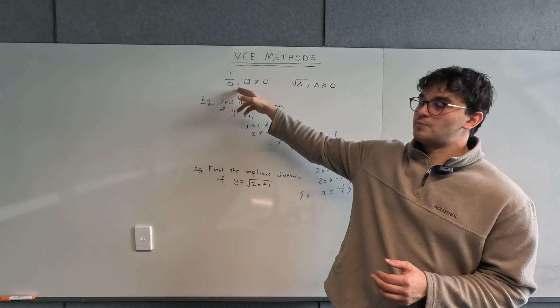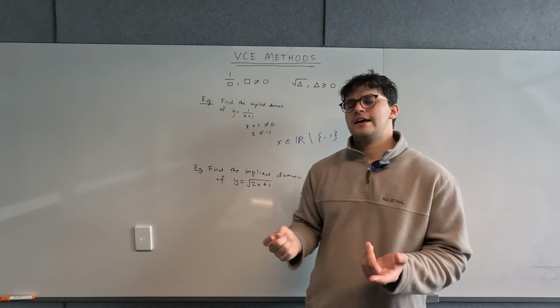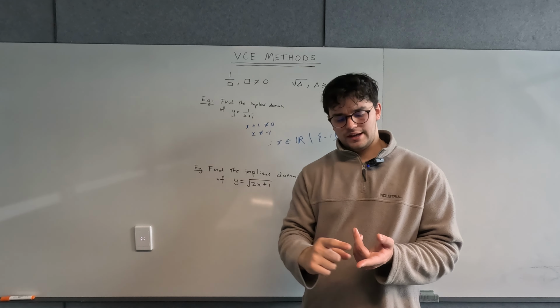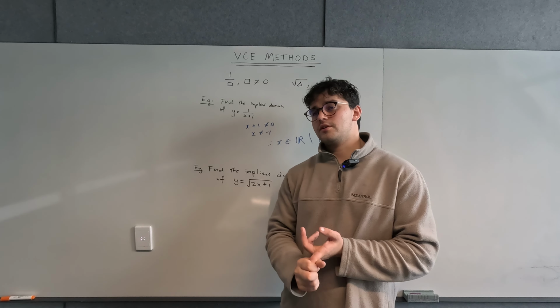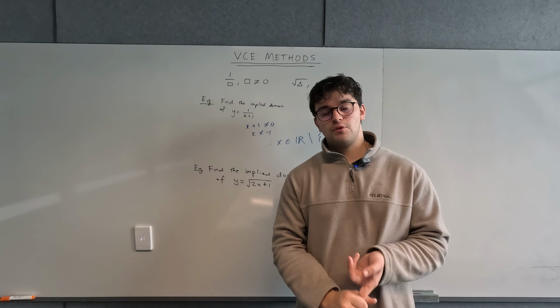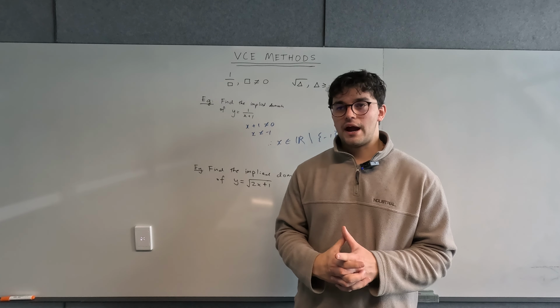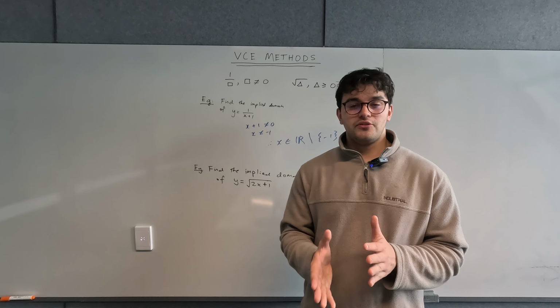Now, the limits of expressions in VC methods or just in algebra in general are not limited to just dividing by expressions or square rooting expressions. Some common, or not so common ones, are log. You can't have the log of a negative or a zero number. So anything within a log bracket has to be positive.